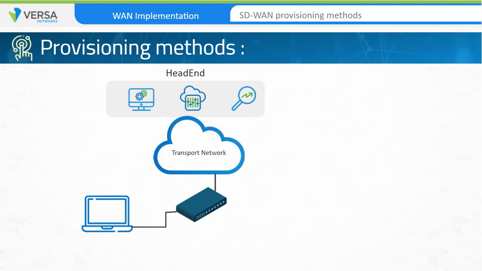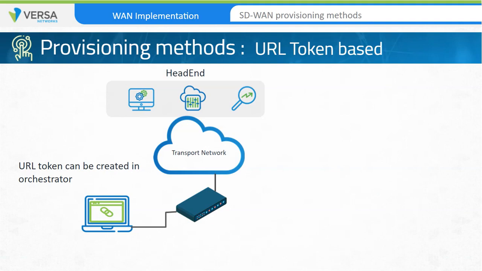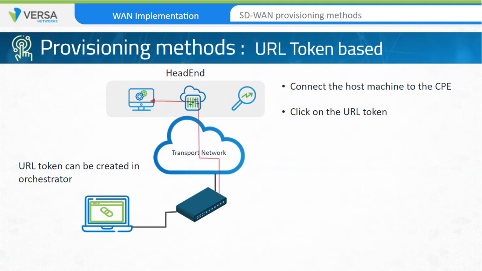URL token-based ZTP. With URL token-based ZTP, the engineer at the site uses a URL token instead of manually running a script. The URL token can be created by the orchestrator and doesn't need any manual inputs. All the engineer has to do is connect their host machine to the CPE device over a wired or wireless LAN and click on the URL token. The token has information about WAN links, IP addresses, and IKE parameters to securely connect with the orchestrator. The orchestrator can then bootstrap the appliance.